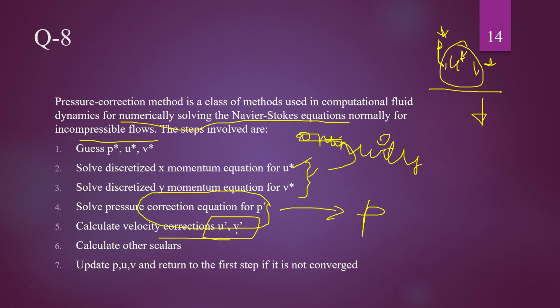All these values would be used to solve the other scalars present in the equation. Then the updated P star and U star would be checked, and if converged it would be the solution, else the loop would continue and we would again go from the first step. So these are the steps involved when we are dealing with the pressure correction method.